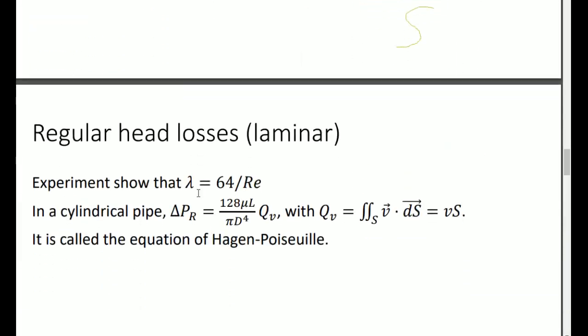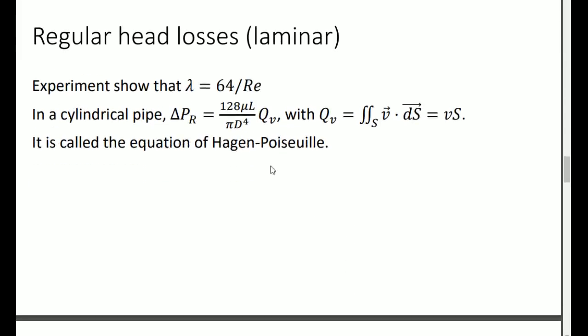So we use experiment results to show that lambda is equal to 64 over Re. And in a cylindrical pipe, we get a special equation that is called the equation of Hagen-Poiseuille. And we introduce Qv, the flow rate, that is just the integral of v dS, which is just vS in most systems.